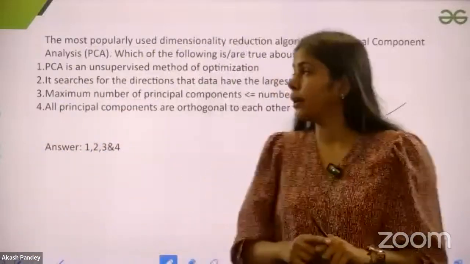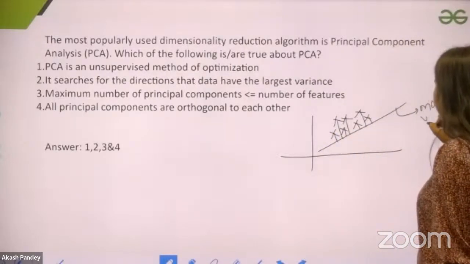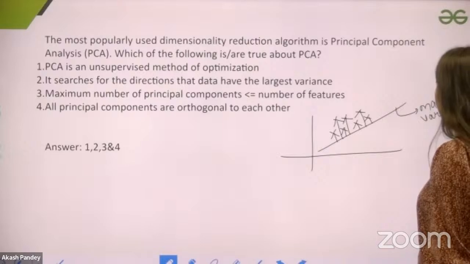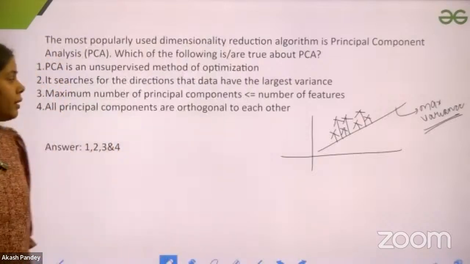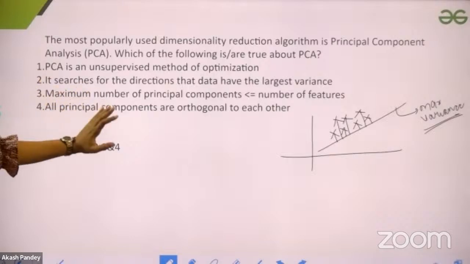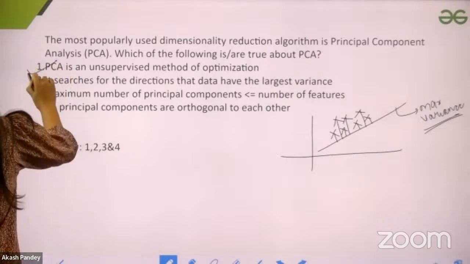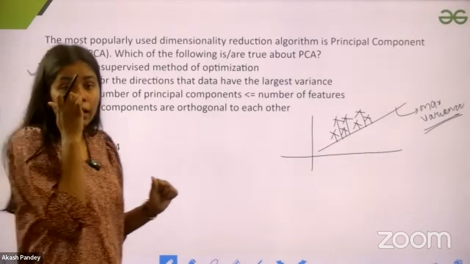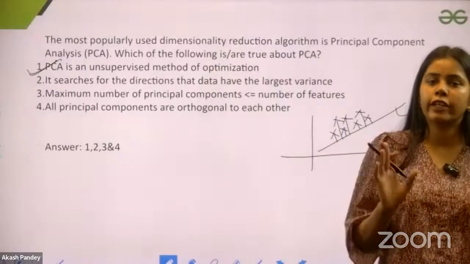Okay. Yeah. So this is the maximum variance I am having here. Right? So that means we are capturing maximum variance in this. Okay, the most popularly used dimensionality reduction algorithm is principal component analysis. Which of the following is true about PCA? PCA is an unsupervised method of optimization, and that is true. It is unsupervised learning because we do not consider the output. We just take all the features, and based on that, we reduce the dimension.